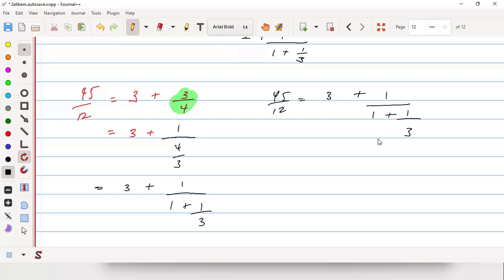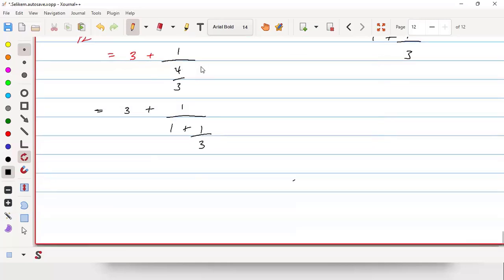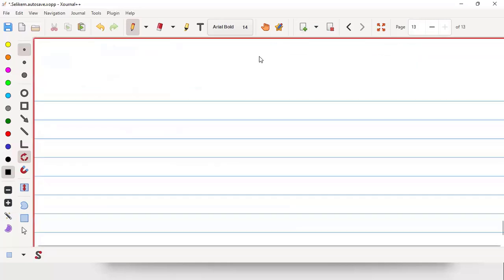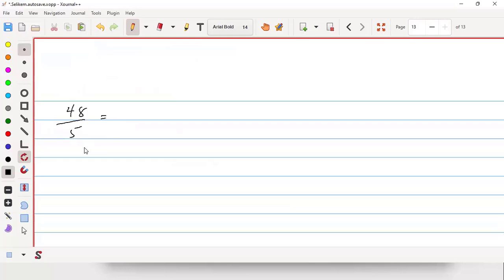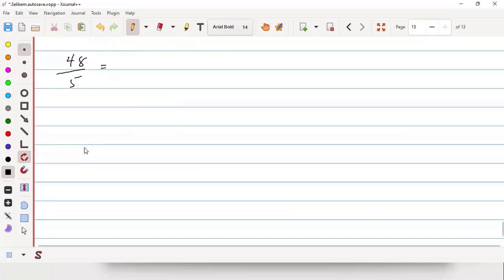You sure? Yes. Okay, so let's try another one. And this is going to be a little bit lengthy, but we'll see what we can do. 48 over 5 as a continued fraction. Would you like to annotate? Yes. Okay, let me take it a little bit up.